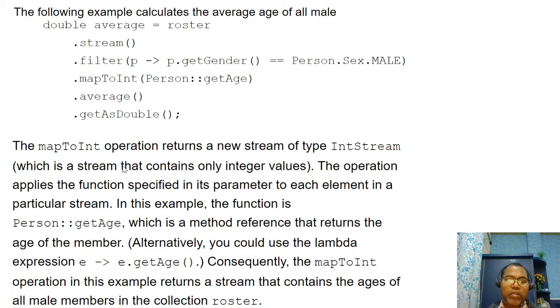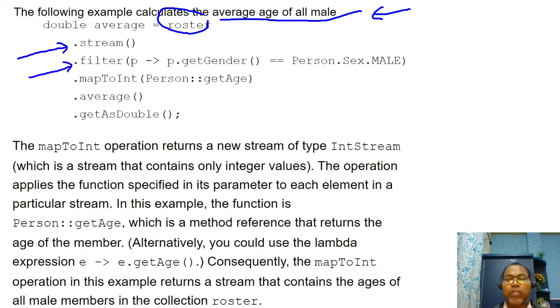So let's talk about another example. If you want to calculate the average age of all males, first you have your list of person, then you have a stream. After that, you apply your filter to filter out all the males, then just get only the age, and just average them, and then just get a double of this average, and then print it. So in this way, these three are your intermediate operations. This is your final output.